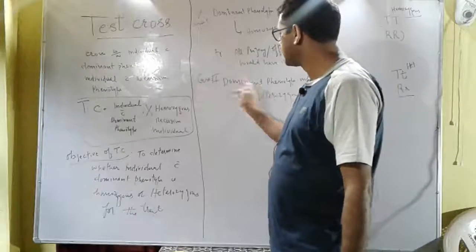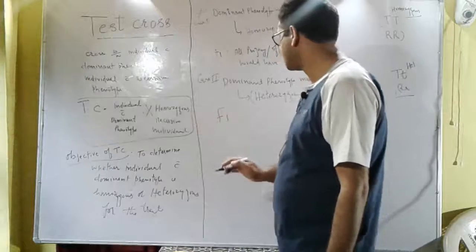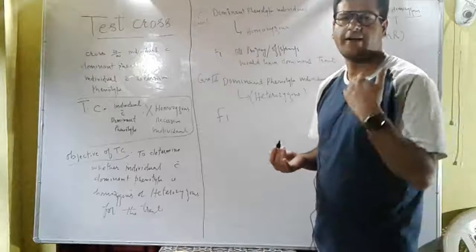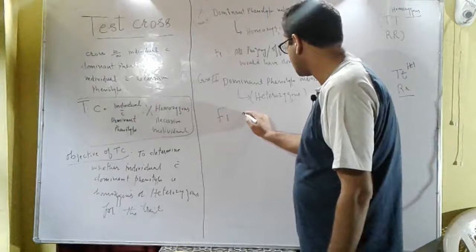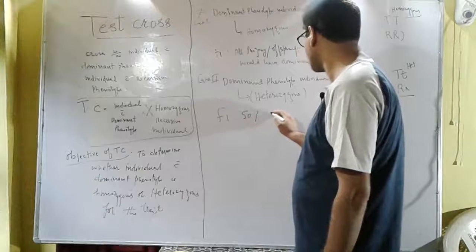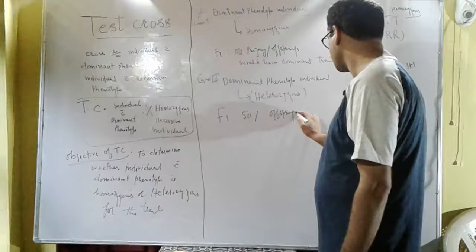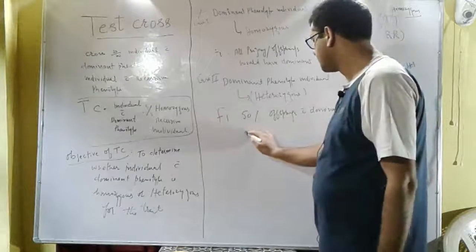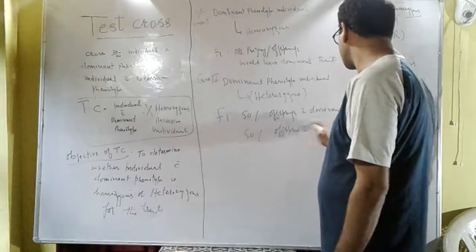And then it is crossed with the homozygous recessive individual. Then in the F1 generation, we will get 50% with dominant trait and 50% with recessive trait. That means the ratio of progeny would be 50% offspring with dominant trait and 50% offspring with recessive trait.